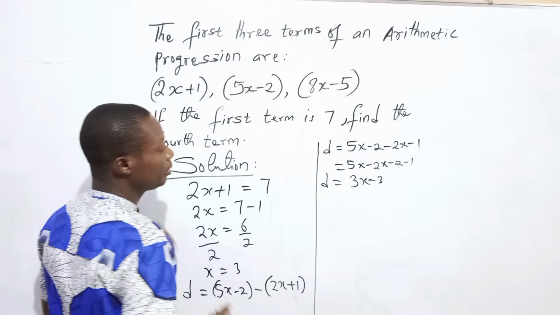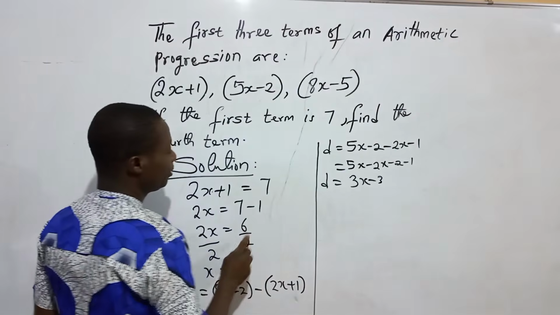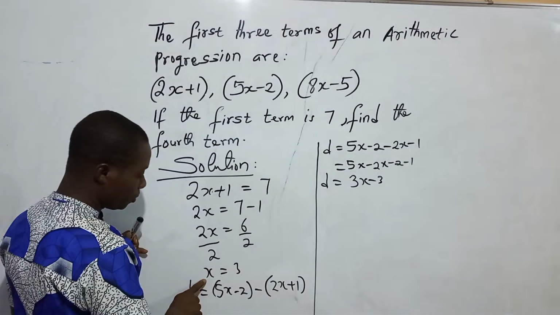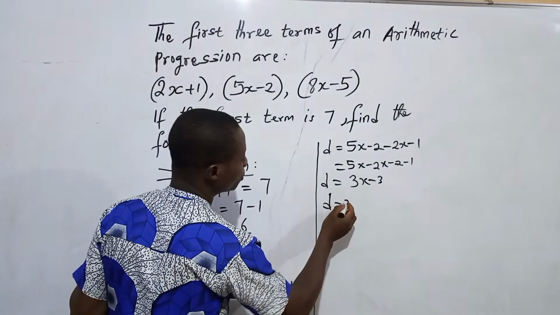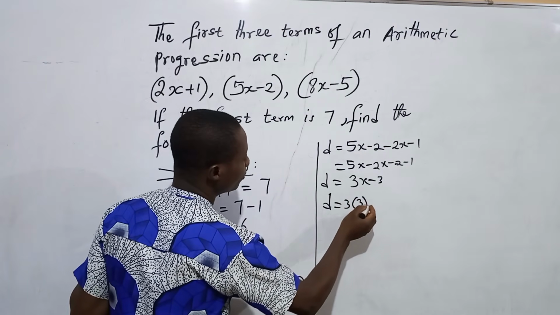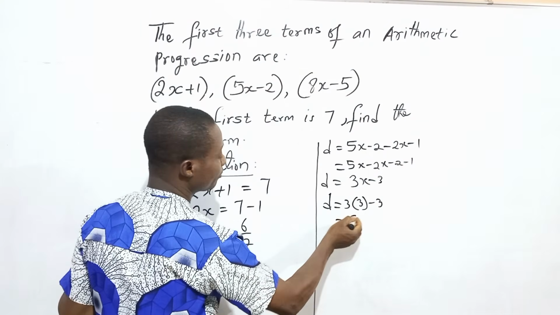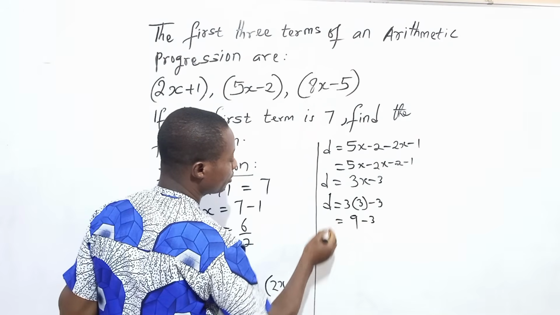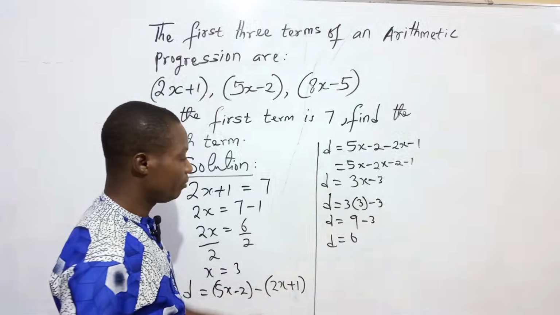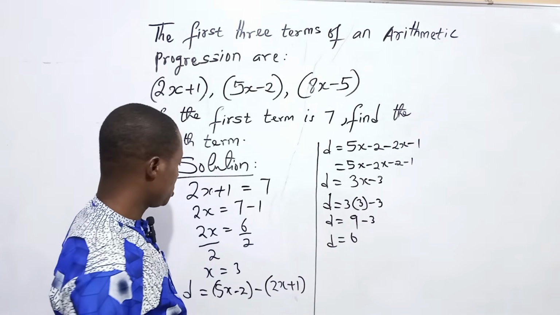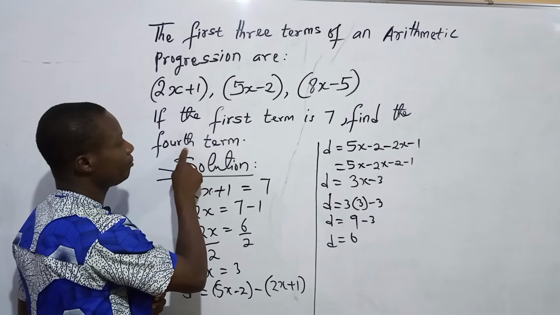This is d, but we have to get the value of d without x. So we substitute the value of x here. x is 3, which means d equals 3 times the bracket of 3 minus 3. So 3 times 3 is 9, minus 3. Then d is equal to 6. Now that we are done with the value of d, and we already know a to be 7, don't forget that, we have to find the fourth term.